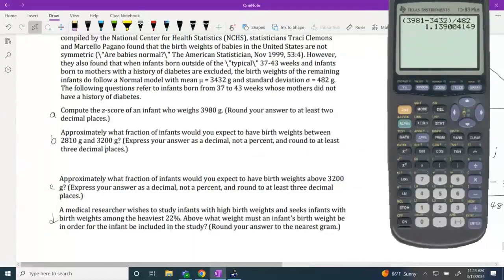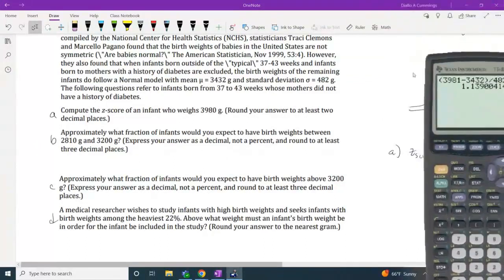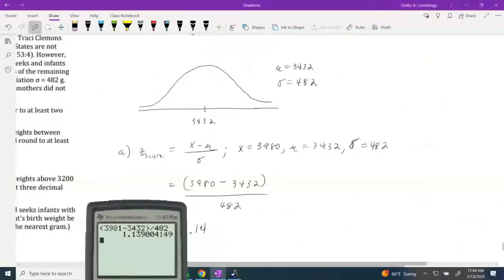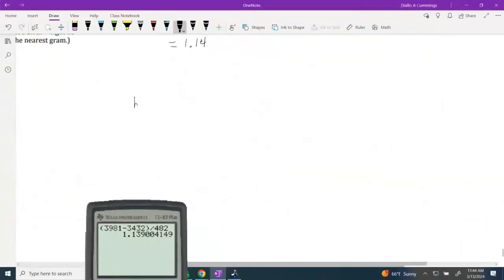All right, B says approximately what fraction of infants would you expect to have birth weights between 2,810 and 3,200 grams? Express your answer as a decimal and round to at least 3 decimal places. So for B, we're going to use the normal CDF function. I'm going to sketch out that region as well. So this is for B.